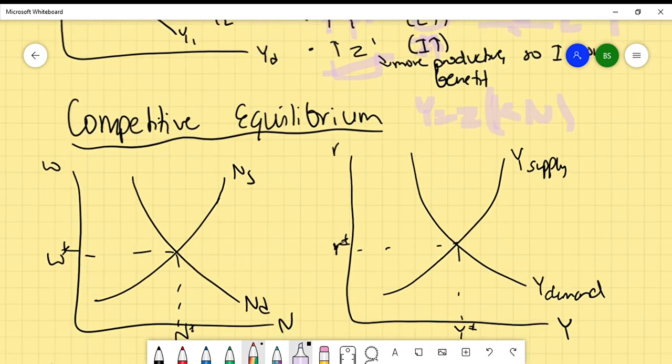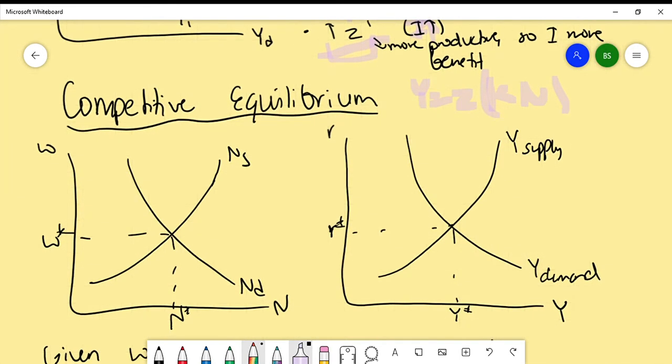So competitive equilibrium, as I said before, oh, we have to do the laundry. Oh, Varshney, do the next laundry, bro.